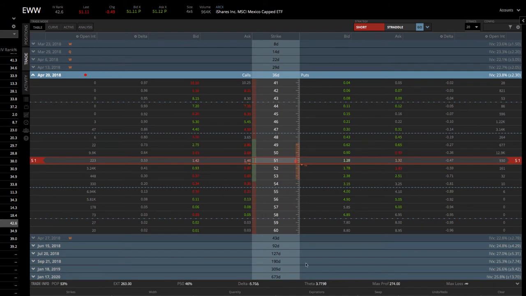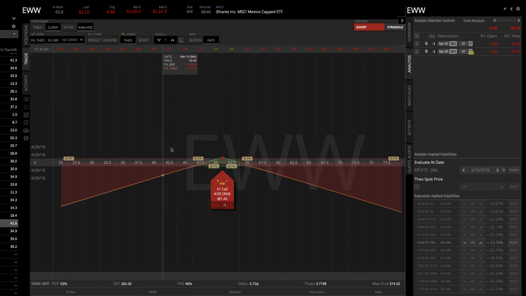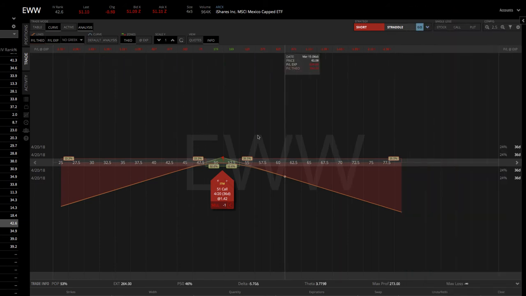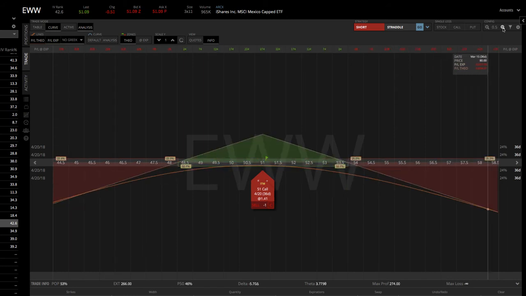Now, what I like to do to confirm the trade is go over to the analysis tab, because I'm a visual trader. If you click on the curve tab and then make sure you also click on analysis, this is going to bring up the visual representation of the trade. Then you can maximize this to make it look a little bit bigger. This gives you an idea of where your break evens are. The green is where you'll be making money at expiration. The red is where you'll be losing money.